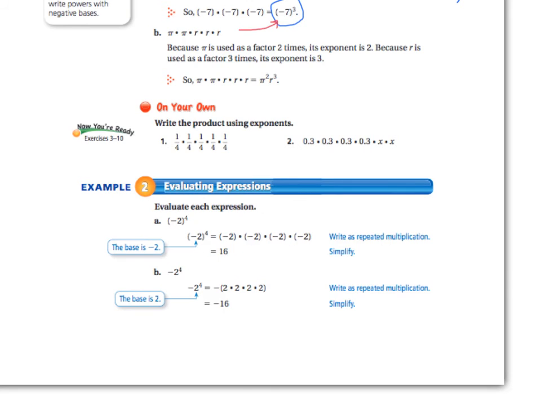Compare that to the second one. -2 to the fourth without parentheses is basically saying our base is a 2. So it's really negative times 2 times 2 times 2 times 2, which is going to stay -16. Now this is really going to be a difference, obviously, when we have even exponents, because the negatives will pair up and make a difference. Not so much on the odd exponents, but I think it's a good habit to get into, just to do it the right way every single time.